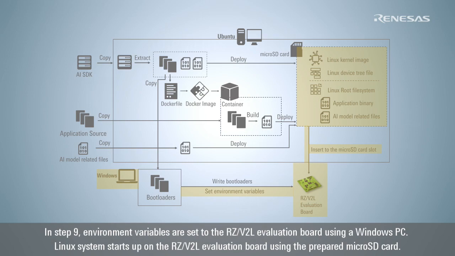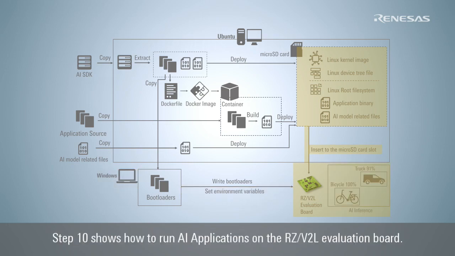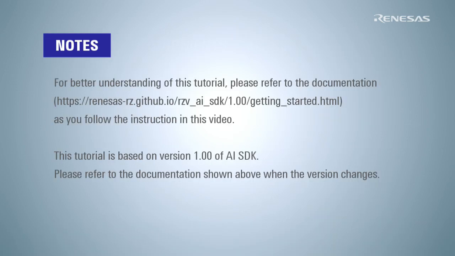Linux system starts up on the RZ/V2L evaluation board using the prepared micro SD card. Step 10 shows how to run AI applications on the RZ/V2L evaluation board. For better understanding of this tutorial, please refer to the documentation as you follow the instructions in this video. This tutorial is based on version 1.00 of AI SDK. Please refer to the documentation shown above when the version changes.